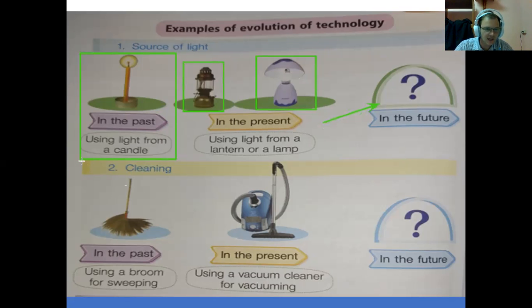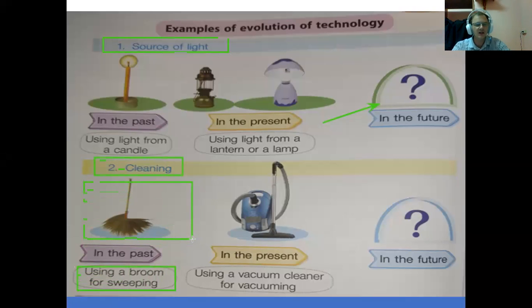The second one was in cleaning. So what happened in cleaning? The second source of evolution is cleaning. In the past, we used a broom for sweeping. And I think a lot of us still have these types of brooms in our houses. But with modern technology, we are able to use a vacuum cleaner, which sucks up all the dirt, so you don't have to sweep it.